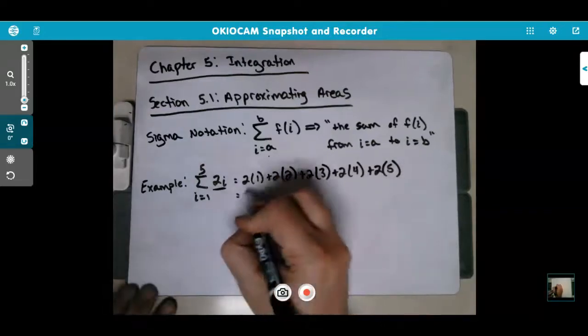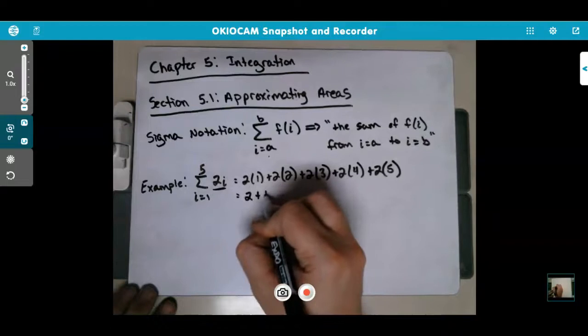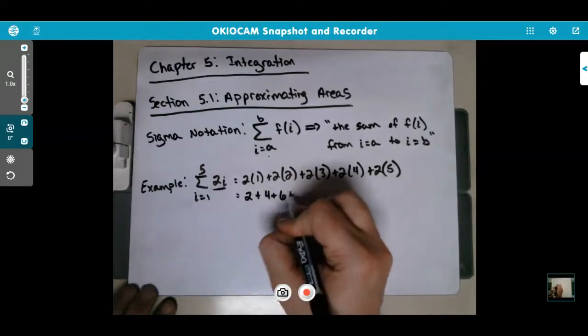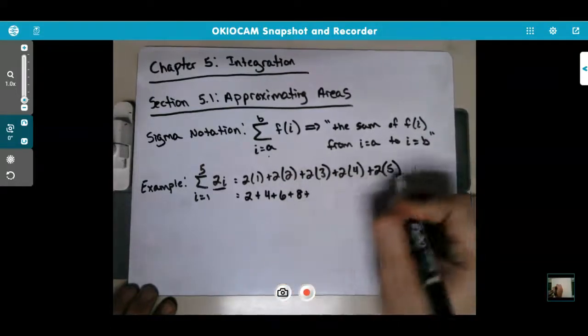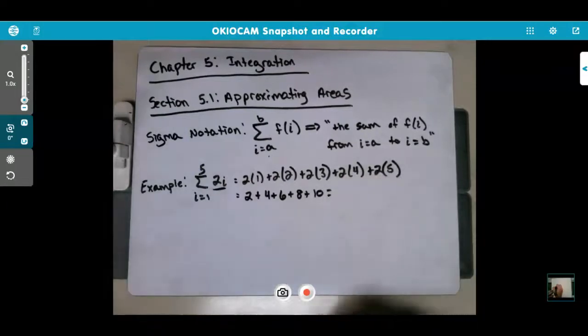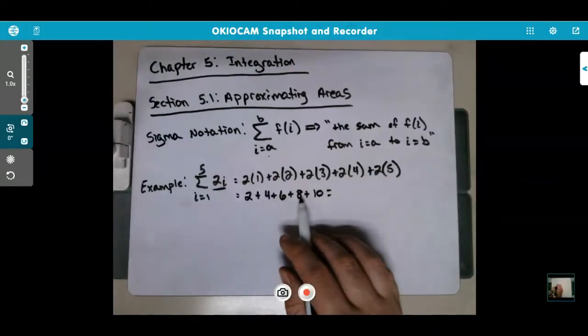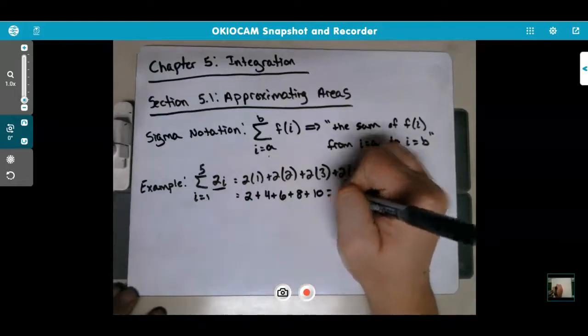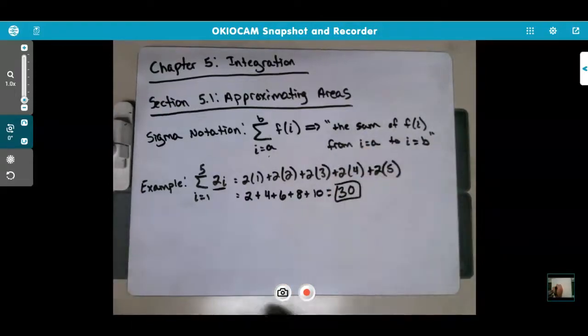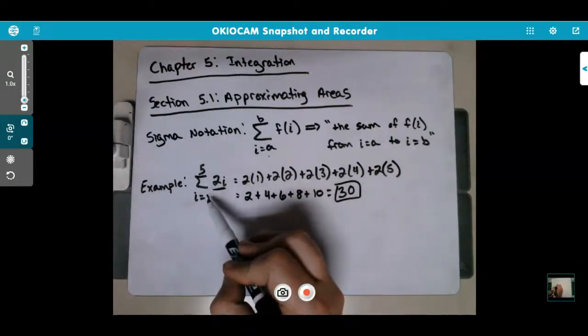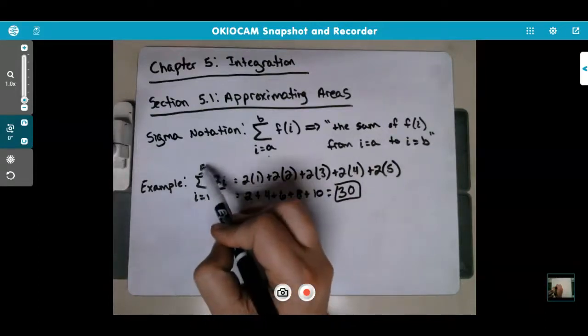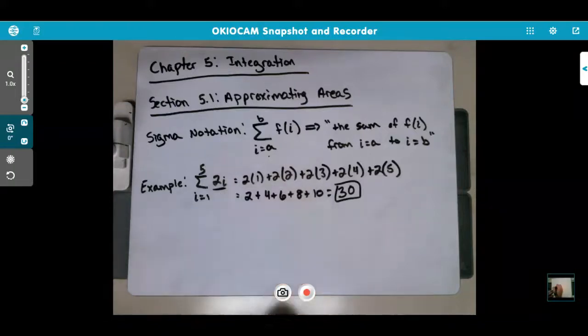So this becomes 2 times 1 is 2, 2 times 2 is 4, 2 times 3 is 6, 8, and 10. Add all of those up. 2 plus 4 is 6, 6 plus 6 is 12, plus 8 is 20, plus 10 is 30. So again, we are just going to add everything up. Start with a 1, then 2, then 3, then 4, and then I stop whenever I plug in a 5.